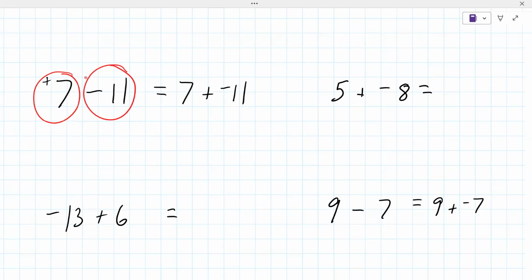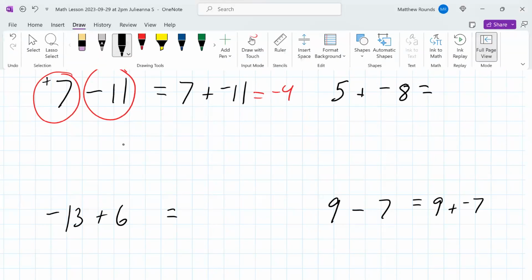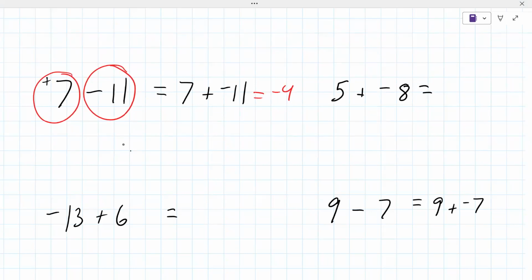It's -4. Yes, very good. Okay, keep going through the rest. And then you got -3 plus 6 equals. Okay, this is -13 plus 6. You said -3. Yeah, -13. Okay, negative 13 plus 6. And then 13 subtract 6.